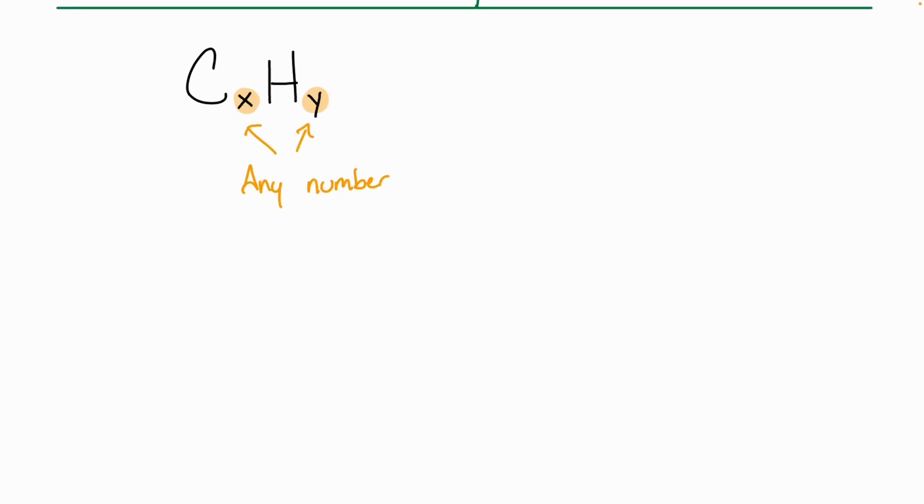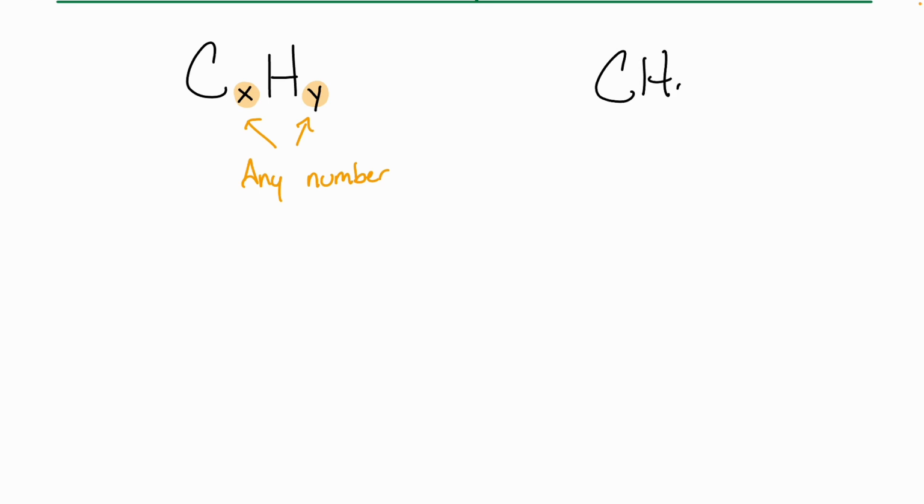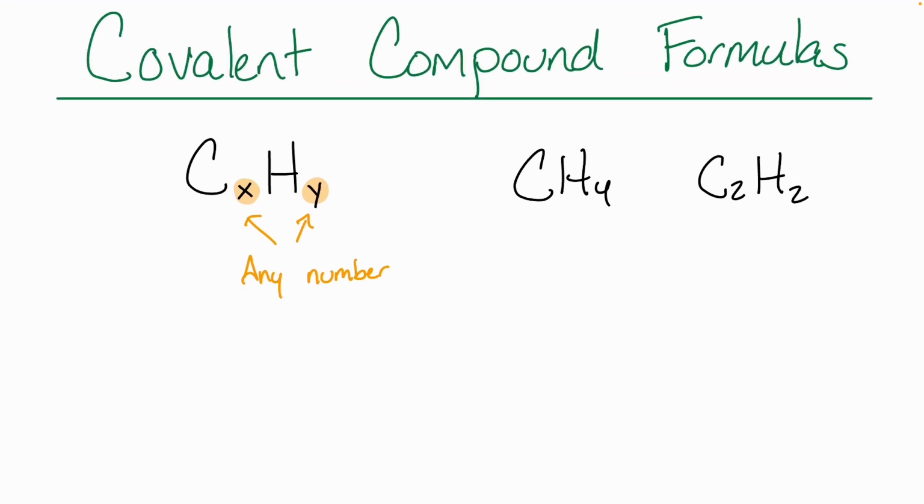Meaning that you could have something like CH4 that we just saw, but you could also have C2H2. Both of those are perfectly legal. Because again, our covalent compound formulas, they don't follow the same rules as ionic compound formulas. Ionic compound formulas had to be fully reduced. That's not the same for our covalent compounds. So these are both perfectly okay.